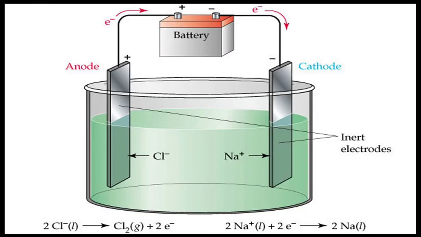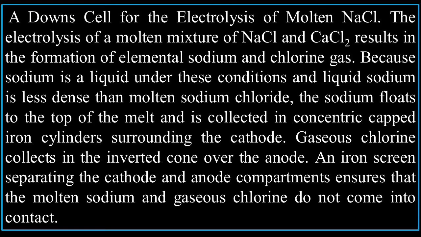So here is an example of sodium chloride. This could be molten sodium chloride, or it could be sodium chloride dissolved in water. In this case, it's molten. You see the L for liquid in parentheses next to the chloride ion and the sodium ion, and it's molten. So the chlorine becomes a gas, and the sodium, they're saying, becomes a liquid because it's warm. Otherwise, it would be a solid.